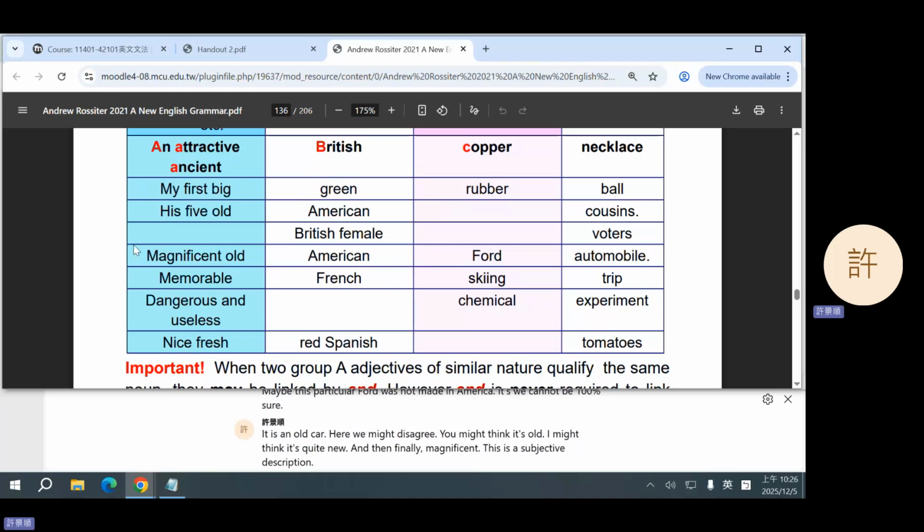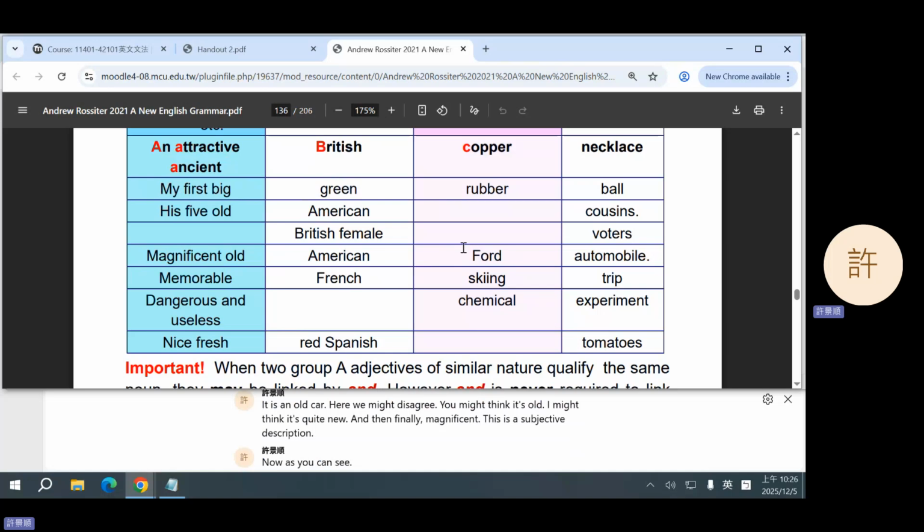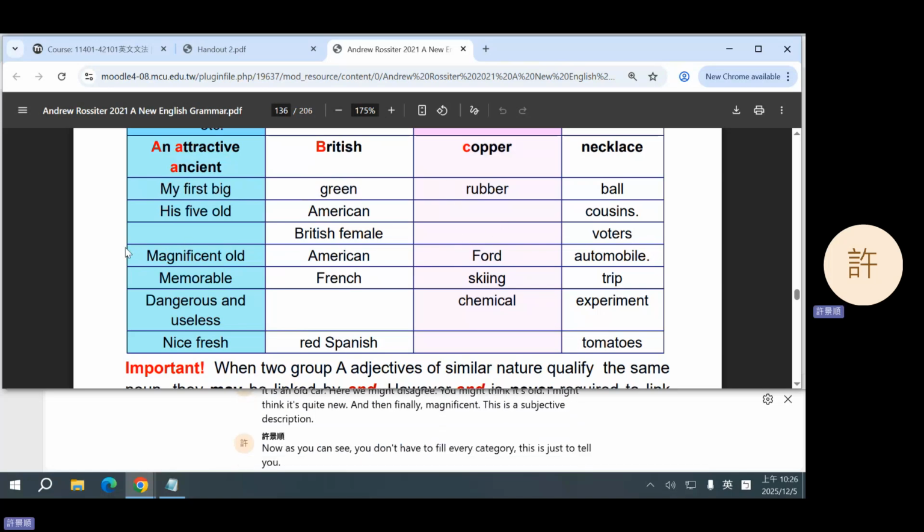Now, as you can see, you don't have to fill every category. This is just to tell you, if you have more than one adjective, how do you put them in order?